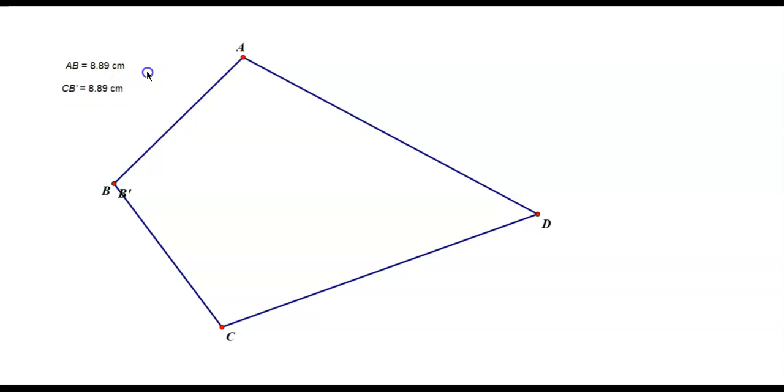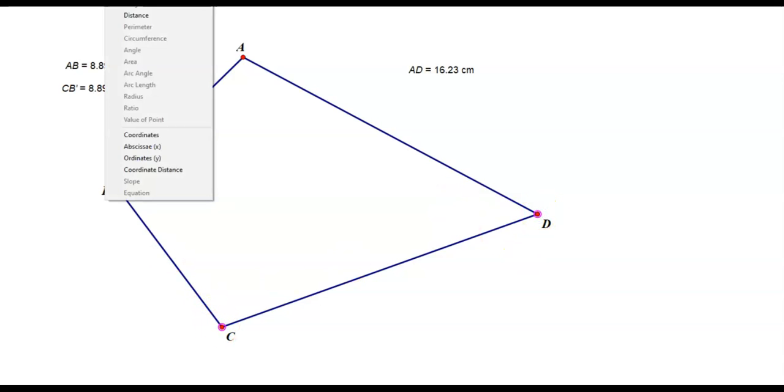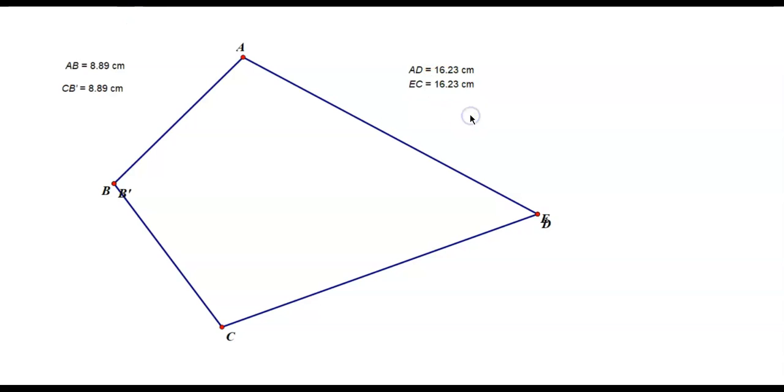Let's go ahead and measure the other two segments, this one and this one. They should also be congruent if it's really a kite. And I happen to know because of the way I constructed it that it has to be a kite. So we'll talk about that in just a second. There's AD. I'm not sure why it's calling that B prime. That's a little disconcerting. And then DC. There we go, exactly the same.